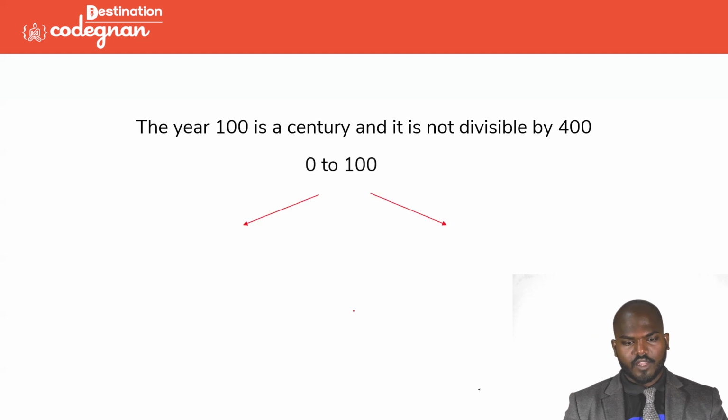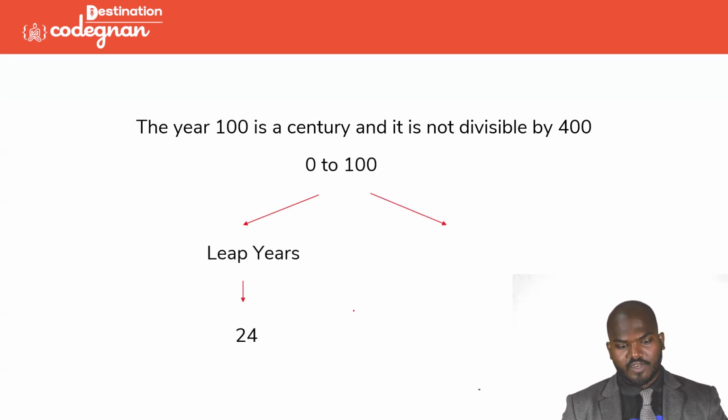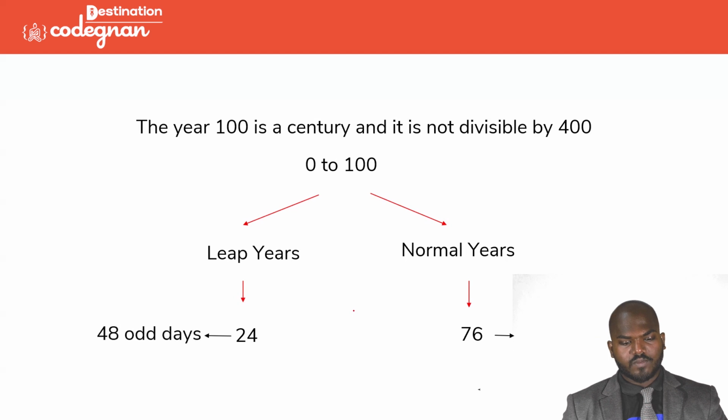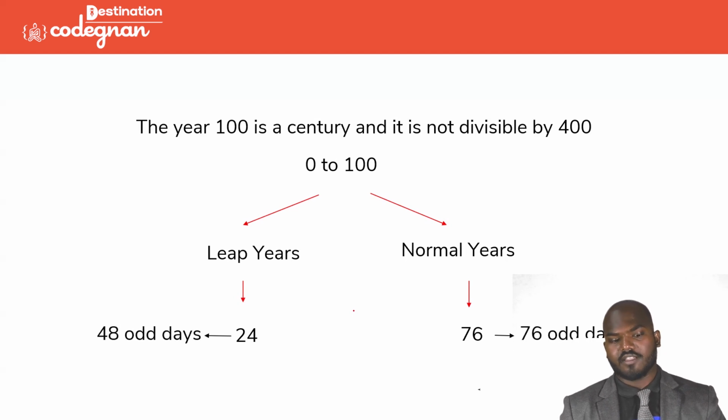But you see this one, guys, a leap year we can take as 24, and the normal year we can take as 76. If you're dealing with this, it will give you 48 odd days, and this will give you 76 odd days. So once you're dealing with this, this is the kind of value you will get in the end.